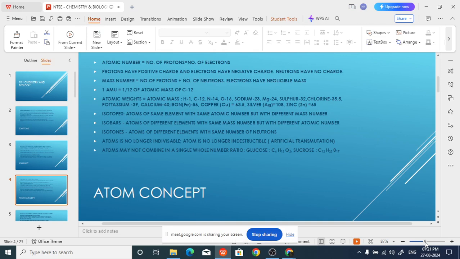The atomic weight of iron, called Fe, is 56. The atomic weight of copper, Cu, is 63.5. The atomic weight of silver, Ag, is 108. The atomic weight of zinc, Zn, is equal to 65.